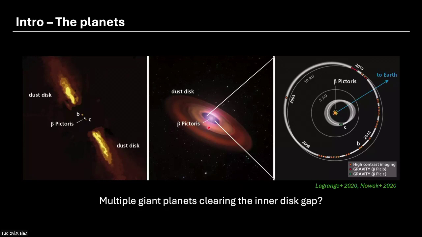I think I've introduced all the weird things in Beta Pic, and I'm going to talk now about my contribution to this system. Let me recap. We have exocomets. We have a disk. We have a secondary disk. We have clumps. We have clumps in the gas, and we have two planets. I know it's a lot, but trust me, it all makes sense in the end.